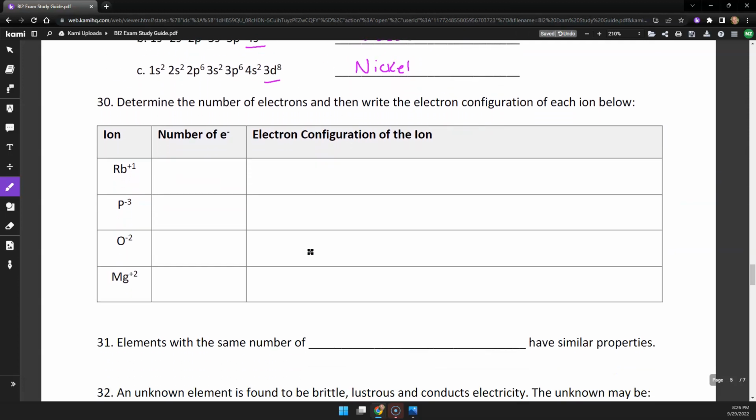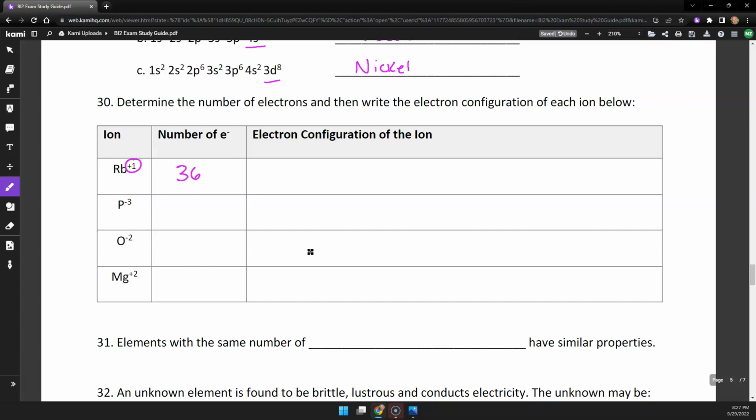All right, determine the number of electrons and write the electron configuration for the ion below. Okay, so rubidium, Rb on the periodic table. Where's Rb? 37. So if it normally has 37 and it has a +1 charge, that means it is going to have 36 electrons.